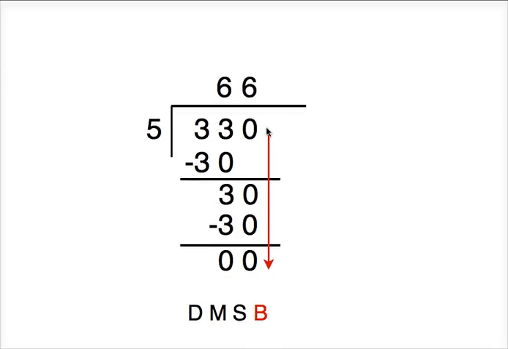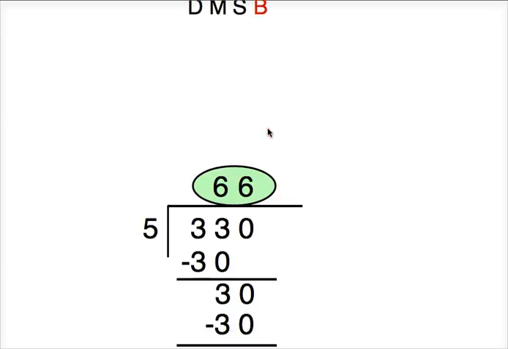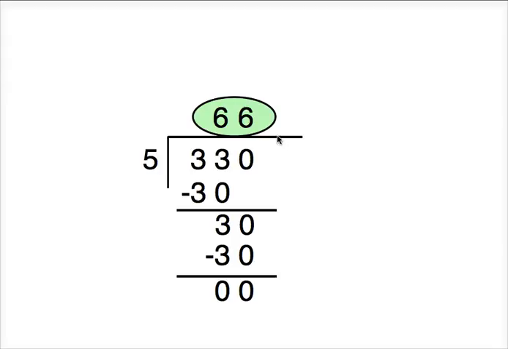To show this even more clearly, is there any number left to bring down up here? No. We've run out of numbers to bring down. Even if this says 0, if there's another number to bring down, then your problem is not complete. You need to bring this number down first. But in this case, since there is no number, your final answer is 66.